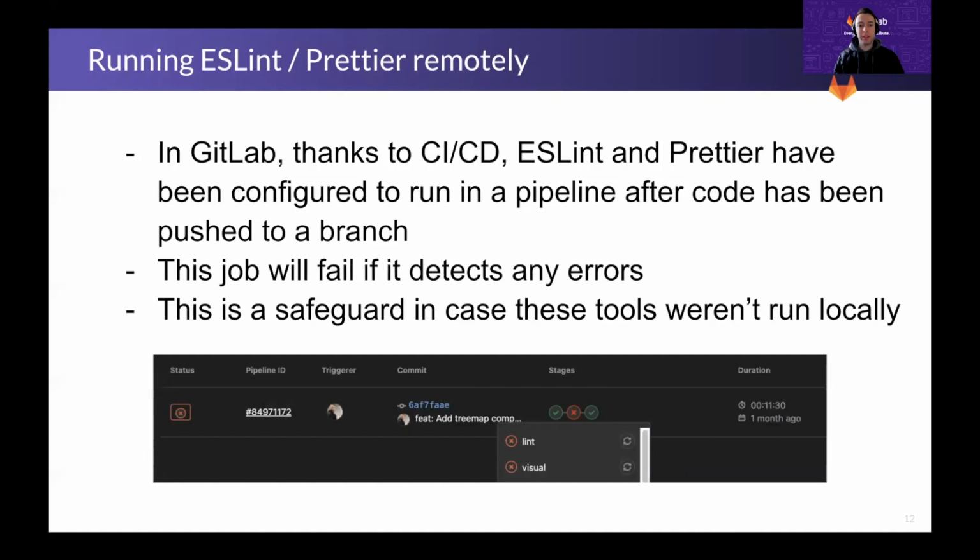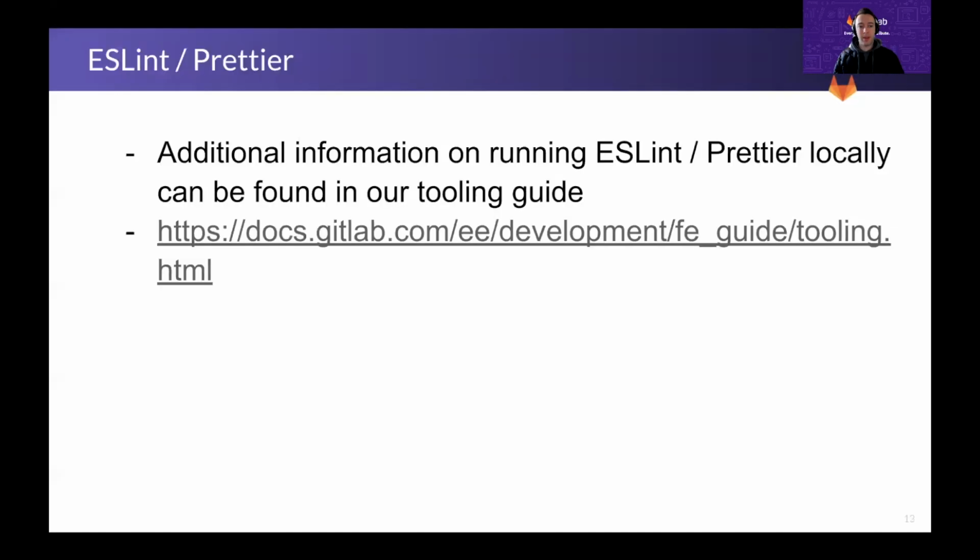In GitLab, thanks to CI/CD, ESLint and Prettier have been configured to run in a pipeline after code has been pushed to a branch. This job will fail if it detects any errors. This is a safeguard in case these tools aren't run locally. Additional information on running ESLint or Prettier locally can be found in our tooling guide.